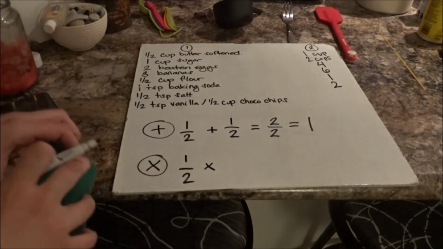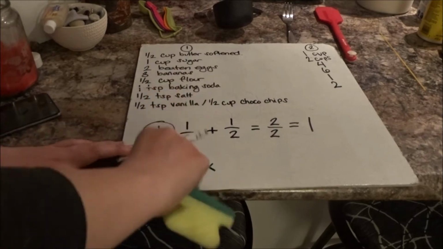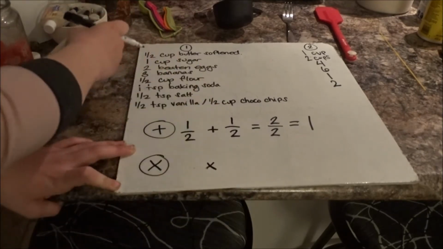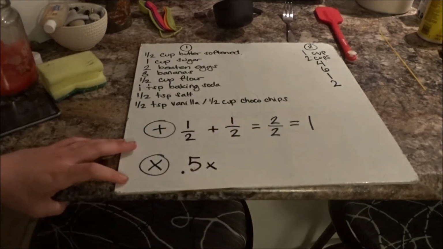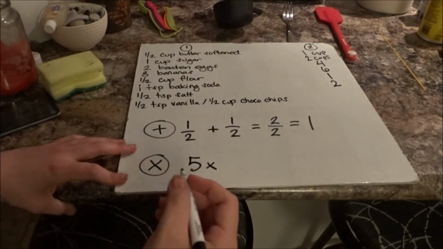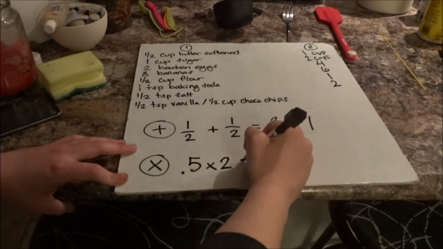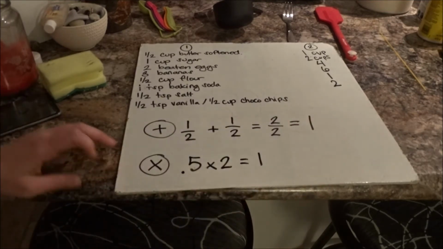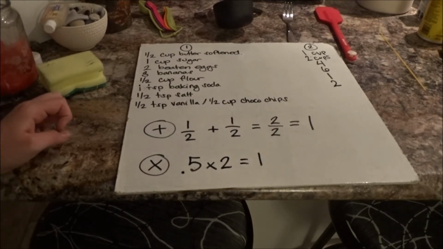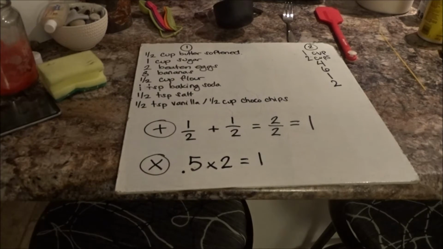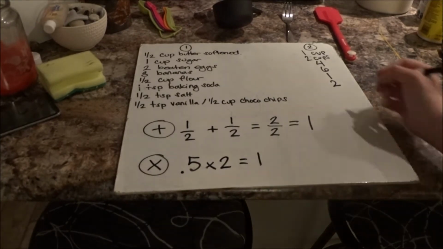Now this one, we're going to switch out that half to a 0.5, and we are going to times it by 2, which is going to give us 1. So that means that we are going to need 1 teaspoon of salt.